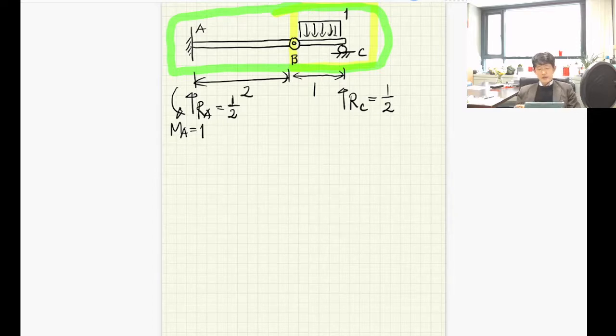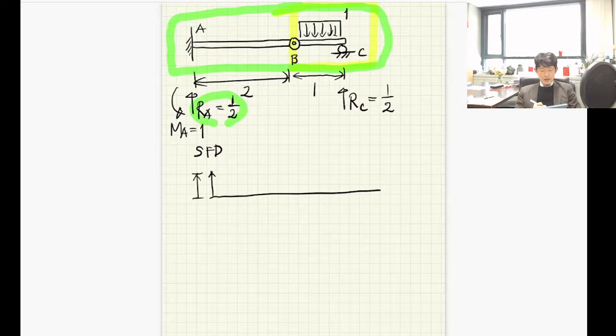So now the next step is we need to construct the shear force diagram. Let's do that. So we prepare a space for this job. First we have reaction RA, 1. Then we increase the shear force diagram by a half. And then there's no change up to point B in the shear force diagram. And then between point B and point C, there is a change.